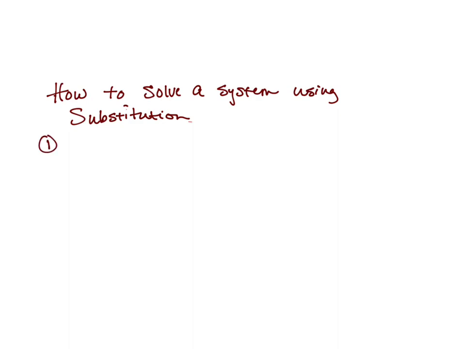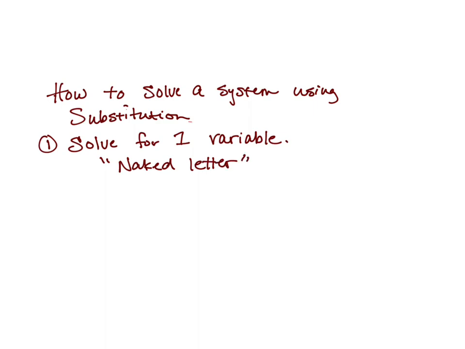We've got solve for one variable. Remember, you're going to have at least 2 variables. So you're going to solve for one of them. How I know which one to solve for is I'm always looking for what I call a naked letter. I want to find the variable that looks the easiest to isolate, meaning it doesn't have a coefficient. Look for the naked letter. It doesn't have a coefficient.